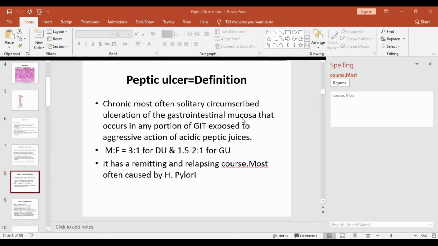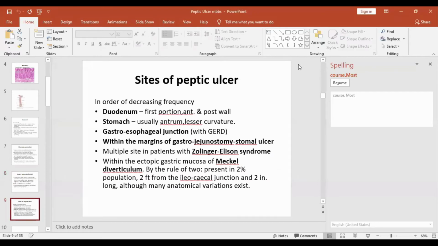So you should know the definition of peptic ulcer. Chronic ulcer, mostly solitary, occurs in GIT mucosa, which is exposed to acidic peptic juices. That you should know. Now these are the sites of peptic ulcer. Generally, when we ask in viva, you people only say stomach and all this. But there are so many sites, at least 3, 4 you should enumerate.